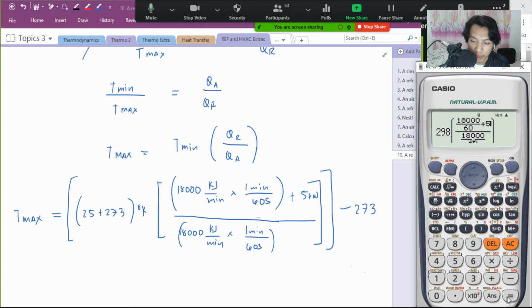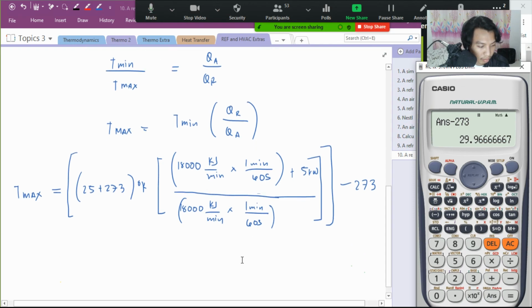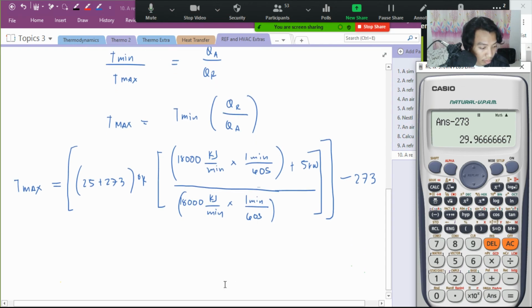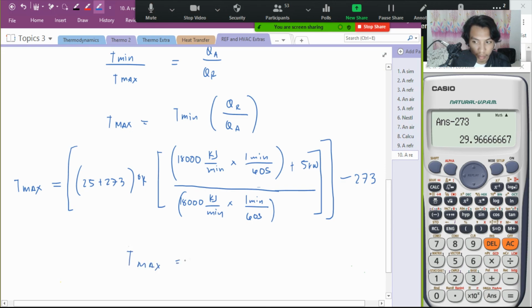Plus 5, ayan. Minus 273. The answer is 29.96 degree Celsius. Check nga natin kung tama.